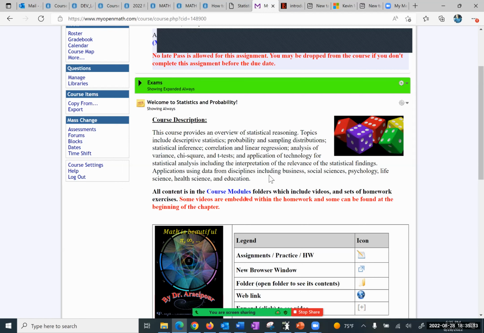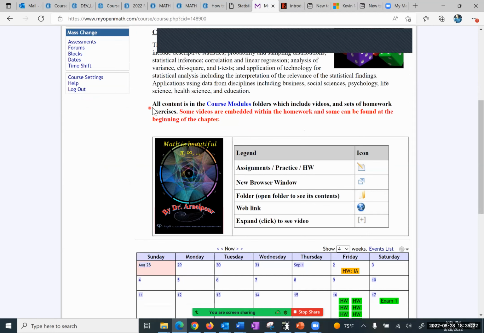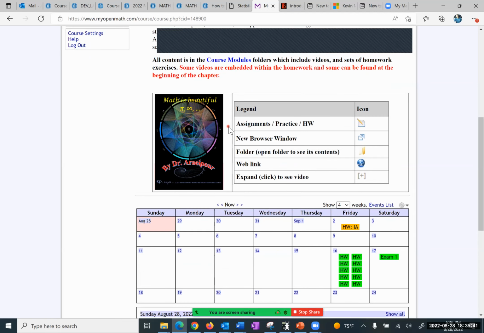Then we have the course description, which is about statistics, probability, test of hypothesis, and so on and so forth. And take a look at this. All content is in the course module folders, which include videos and sets of homework. Some videos are embedded within the homework and some can be found at the beginning of the chapter. So I want to show you all the resources you have.